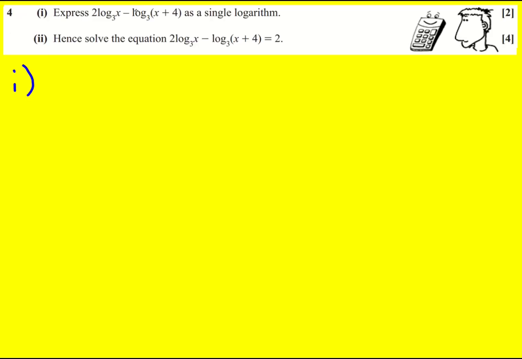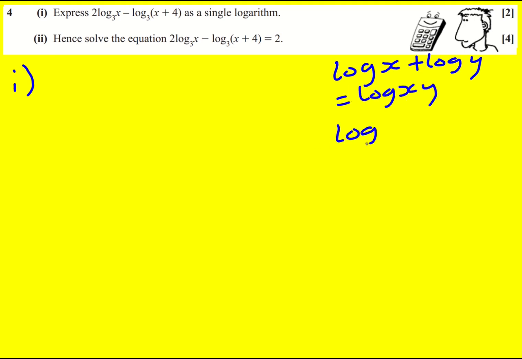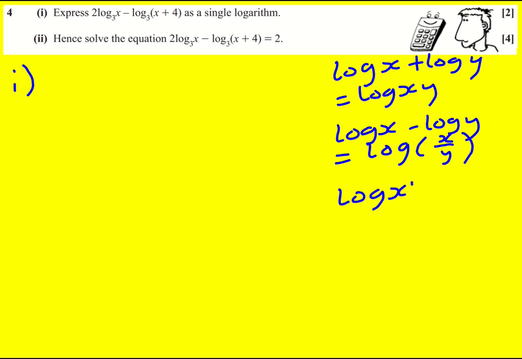In part one, we're basically being asked to combine logs. So we need to know our three rules. Log x plus log y is equal to log xy. Log x minus log y, what's that one? It's log x over y. And then log x to the n is n log x.